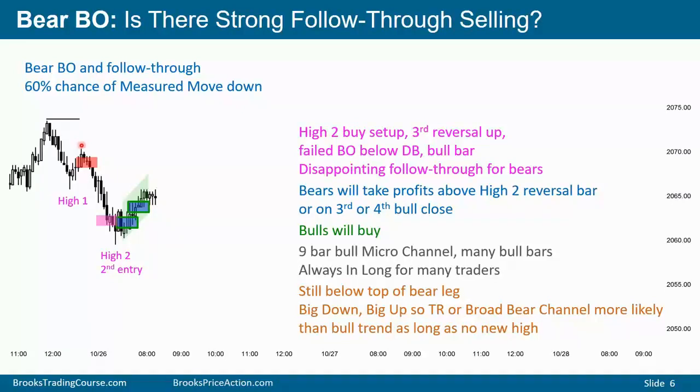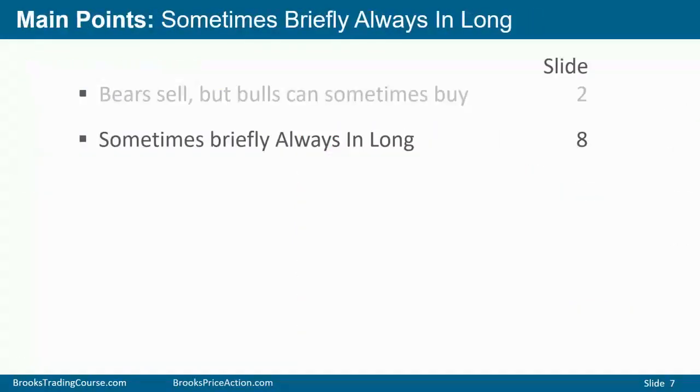You can either put your stop above this high, thinking that it's fairly major, or certainly above this high, the top of the entire bear leg. Broad bear channels often have legs that are strong enough to make the market always in long, but those are bull legs in a bear trend.